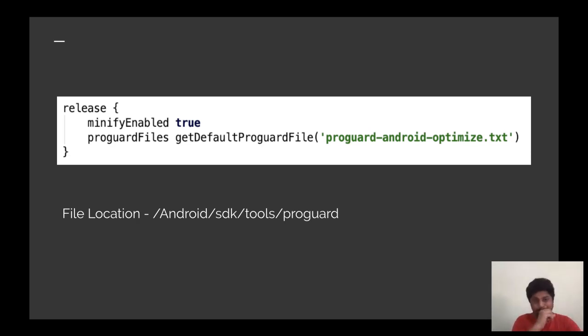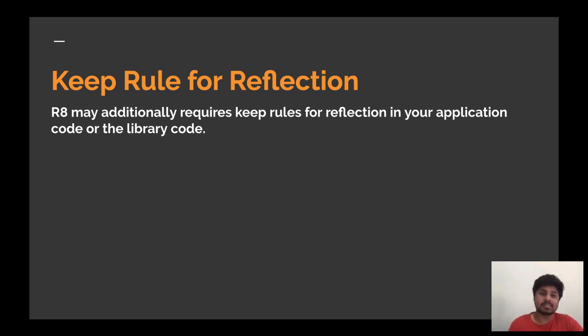R8, which does static analysis, can't understand reflection. So we may need additional keep rules for reflection. It may be for your own code or any library code, you need to add more keep rules.